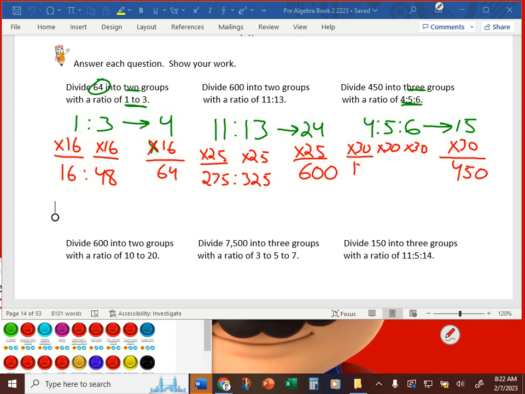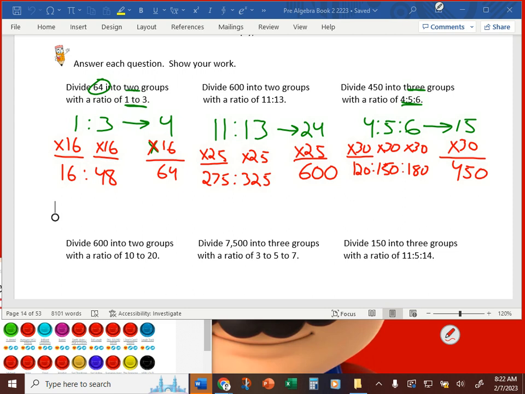4 times 30 is 120, 5 times 30 is 150, 6 times 30 is 180, and again, it's not a coincidence that 120 plus 150 plus 180 equals 450. Right? Questions on any of this? Okay, in the next 2 minutes, less than that, 1 minute, do the next one.